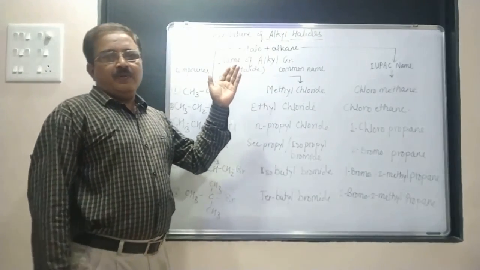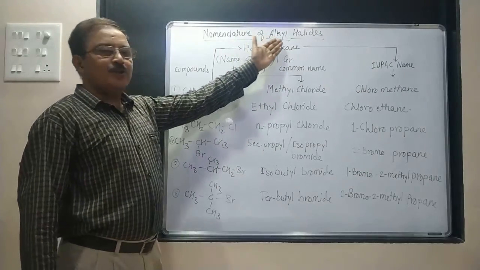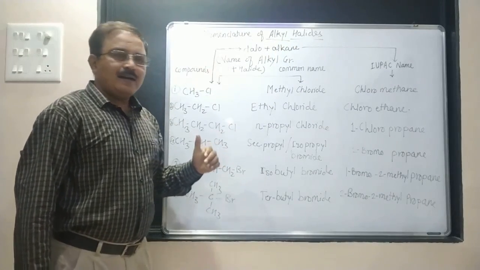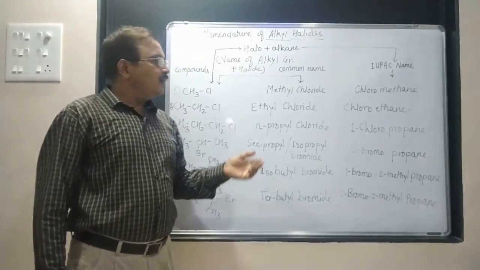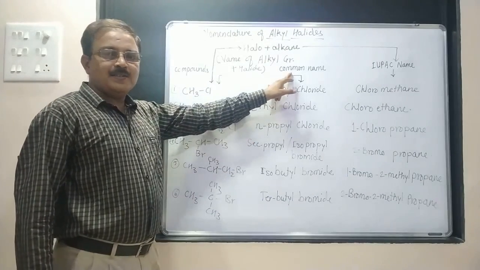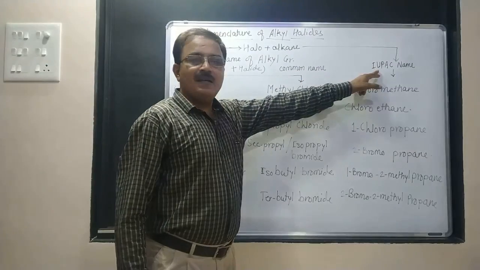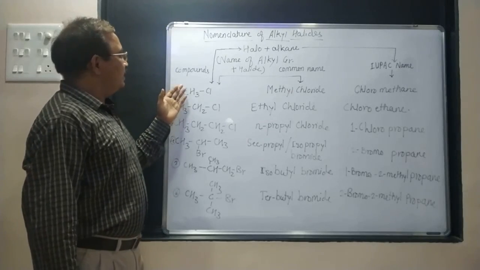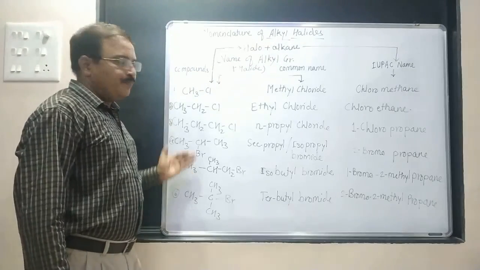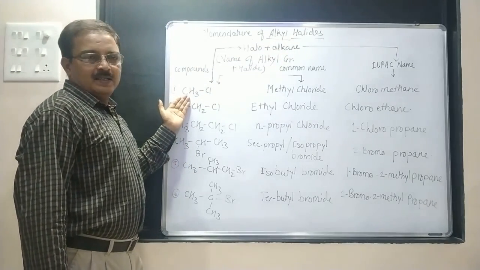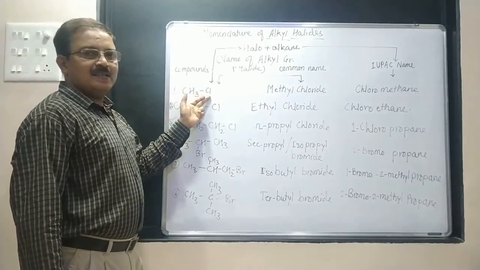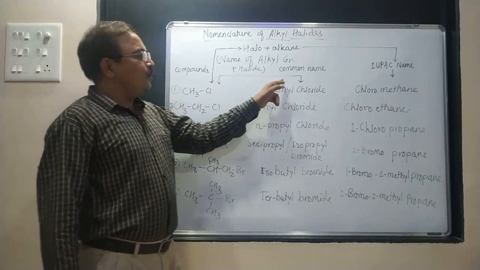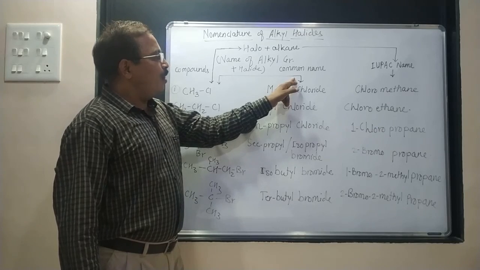Next point, we are going to study the nomenclature of alkyl halides. The alkyl halides are named in 2 ways. One is the common nomenclature system, another one is the IUPAC nomenclature system. Let us take a few examples. Here some compounds are drawn. The first example is CH3Cl.